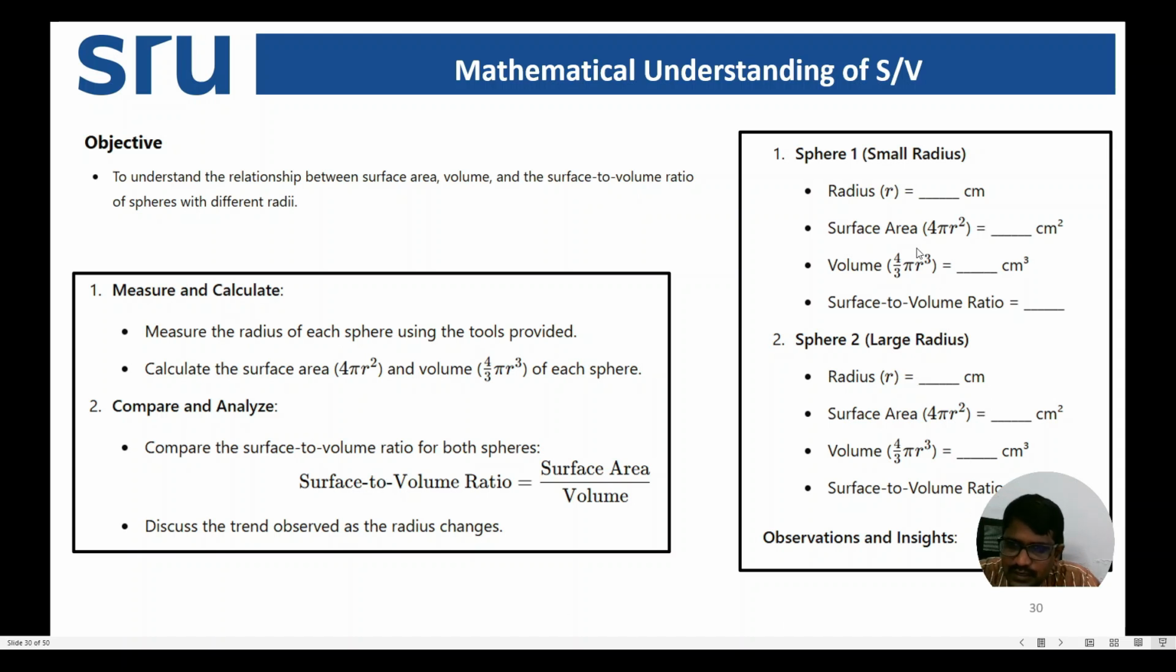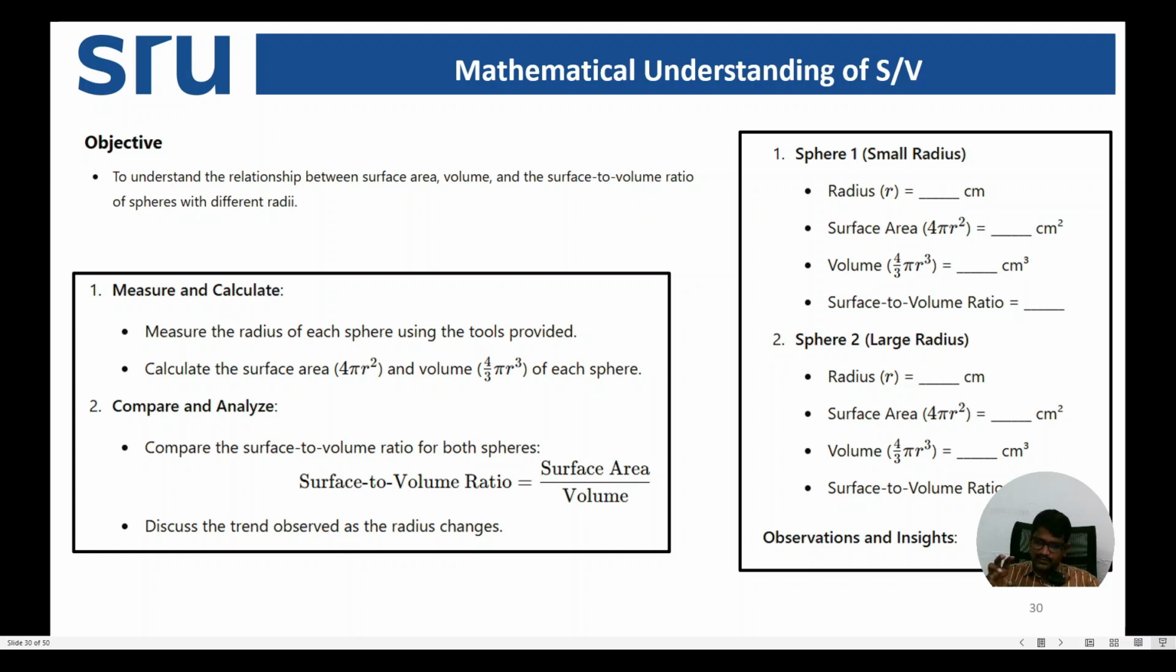Okay, for example, here we will consider two spheres. Sphere 1 has a small radius and sphere 2 has a larger radius. Sphere 1 smaller radius, sphere 2 larger radius.